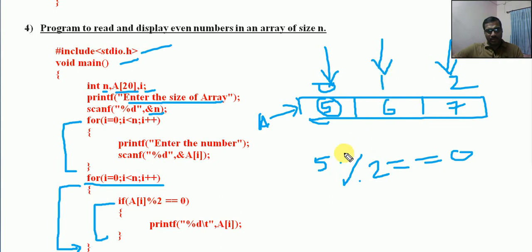What is a of 1? That is 6. 6 mod 2 is equal to 0. Yes, it is correct. Printf %d a of I, that is a of 1. It will print the value 6. Then it will go to the next iteration, I is equal to 2. If a of 2 is 7, 7 modulus 2 is equal to 0. That is wrong. It will not execute this print.